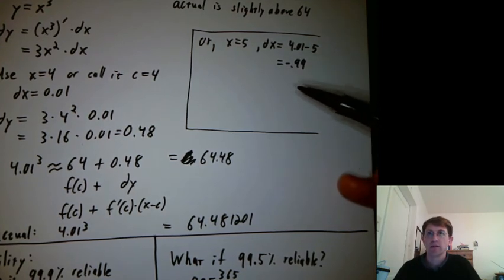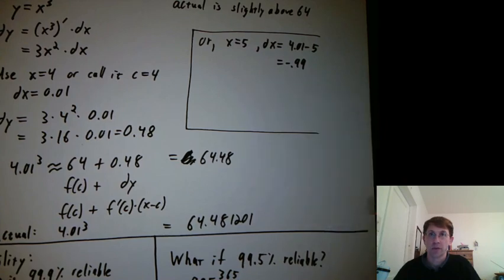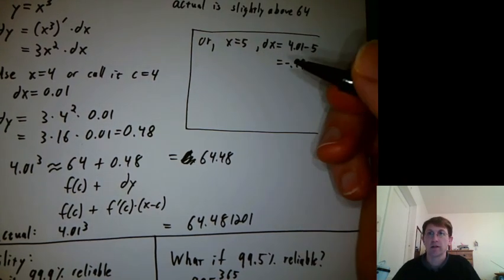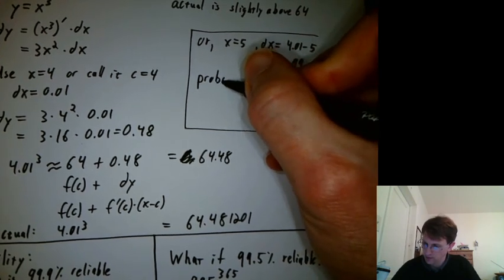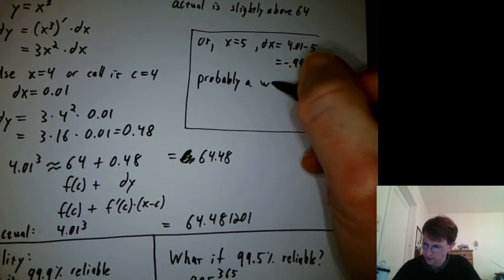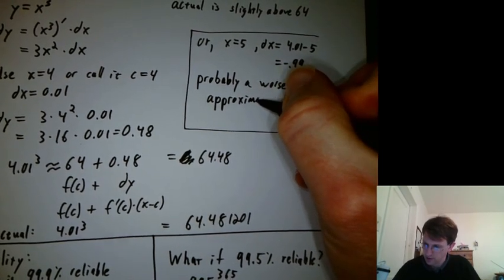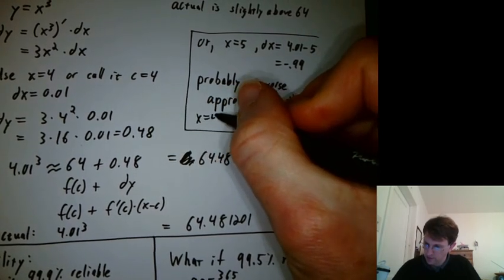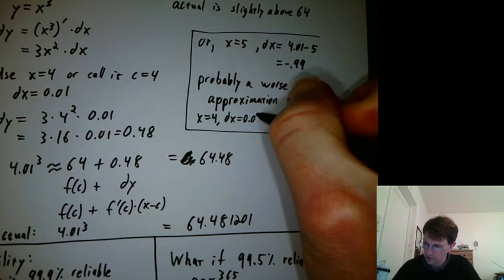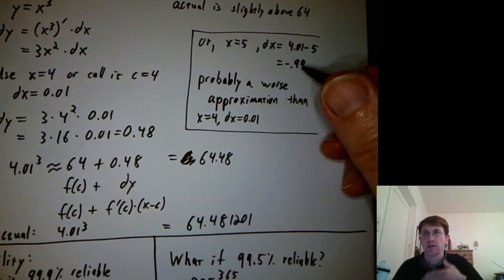Well, this is a much bigger dx, and usually our approximations are better when dx is small. So this is probably a worse approximation. You can go calculate it. I'm pretty sure it's worse. So it's probably a worse approximation than x equals 4, dx equals 0.01, because the dx is much larger here, at least in total size.